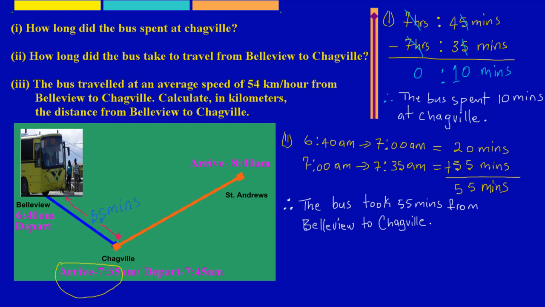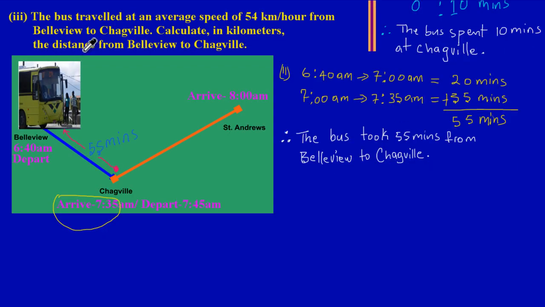Part 3. Now, in calculating part 3, my friends, they're stating here the bus traveled at an average speed of 54 kilometers per hour from Bellevue to Chagville. We're calculating the distance from Bellevue to Chagville. So basically they're asking us to calculate the distance from the terminus at Bellevue to the terminus at Chagville, along this blue line. Given the fact that they gave us the average speed, and in part 2 we found the time taken, it's easy to calculate the distance that the bus would have traveled.